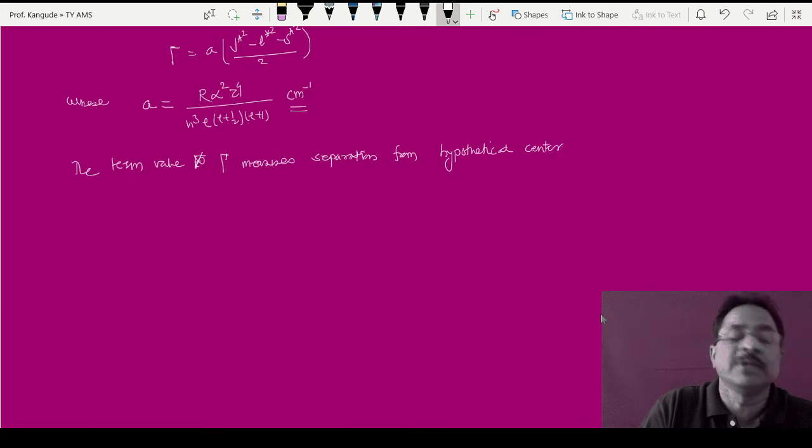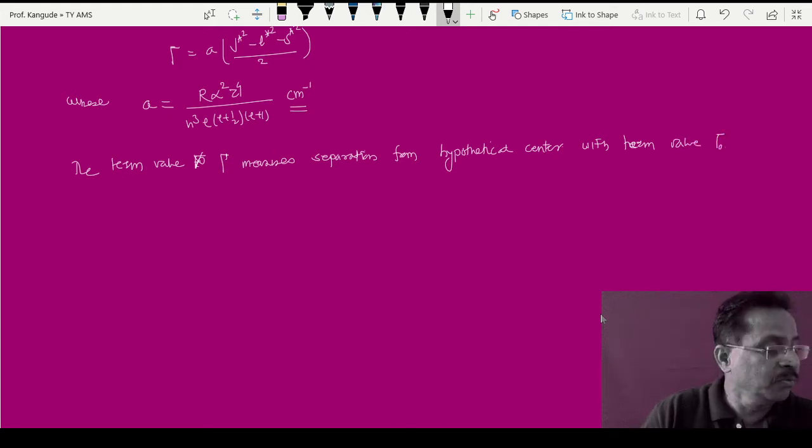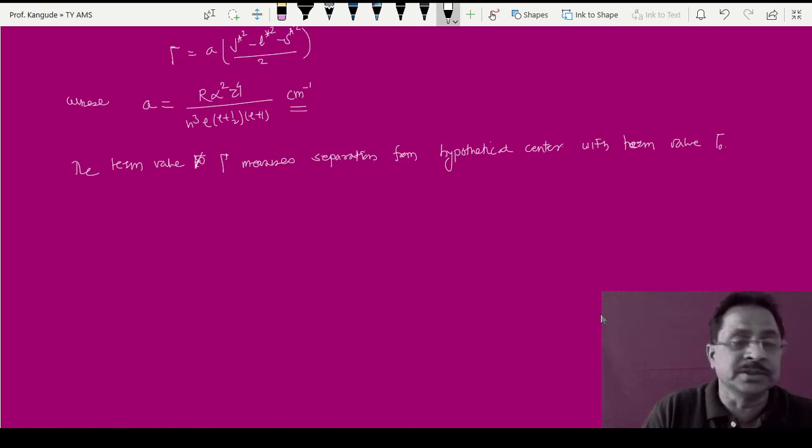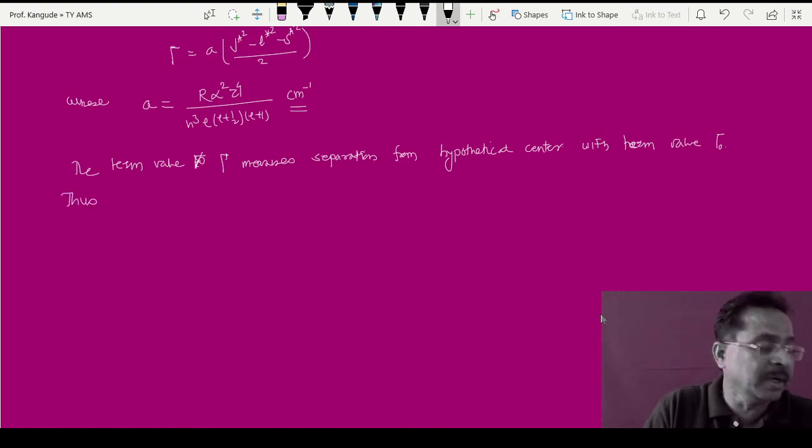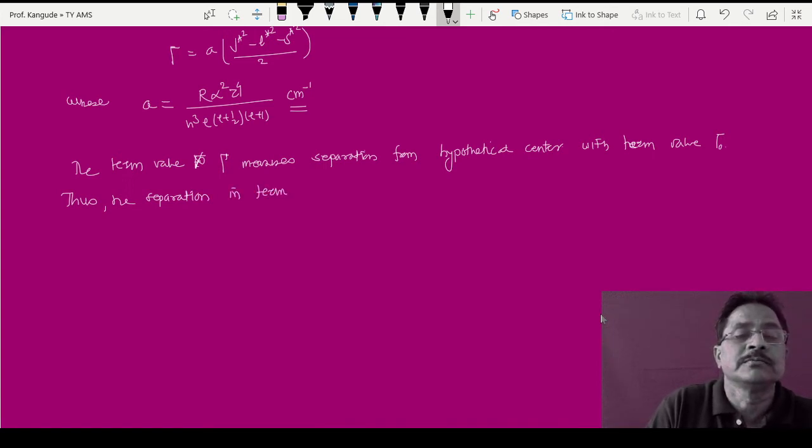I'll draw one such diagram, then you will understand this. Hypothetical center with term value gamma 0. Thus the separation, we'll mark on the diagram, then it will be clear to you. Thus the separation in terms of values due to spin orbit interaction.